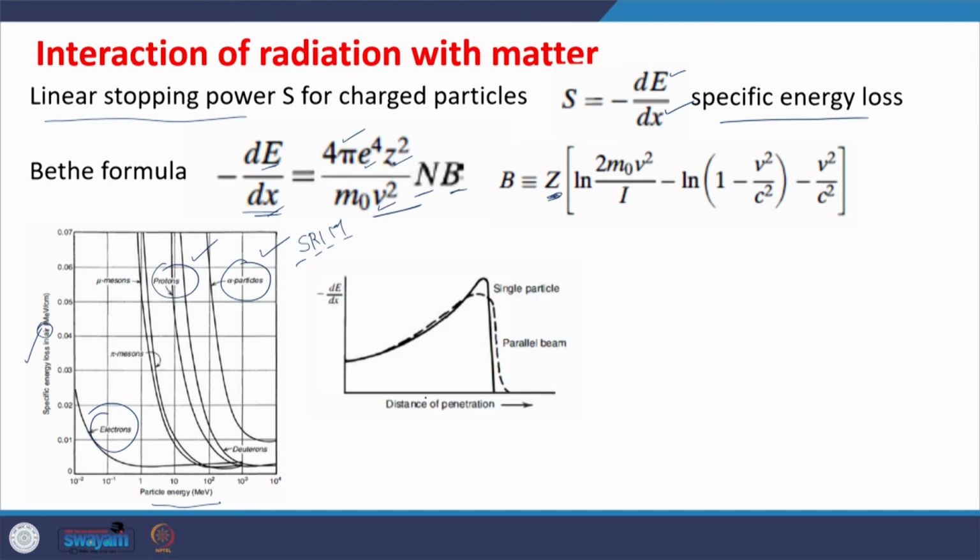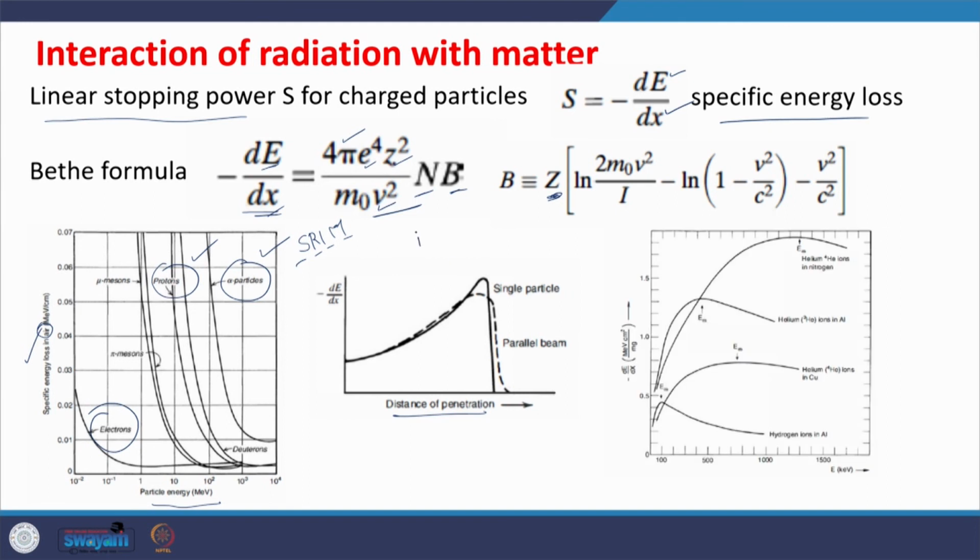When you see it with respect to distance of penetration, we call this a Bragg curve. For a single particle you can see how it looks, and for a parallel beam, because of a phenomenon called straggling, you will get this kind of response. And if you plot specific energy loss with respect to energy for helium ions in copper, helium 3 ions in aluminum and alpha, helium 4, in nitrogen, then this is how the specific energy loss looks. So, you can see it in this diagram.